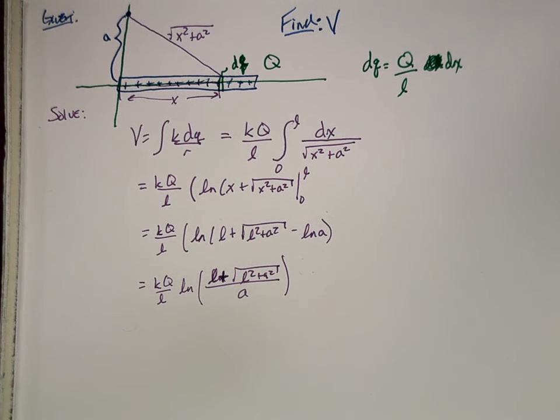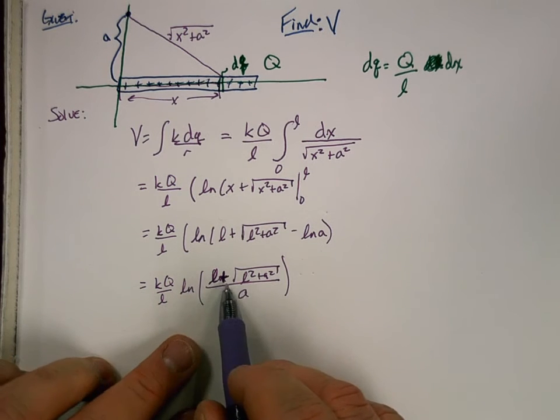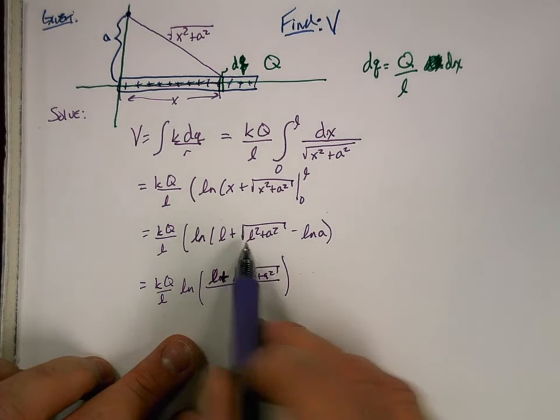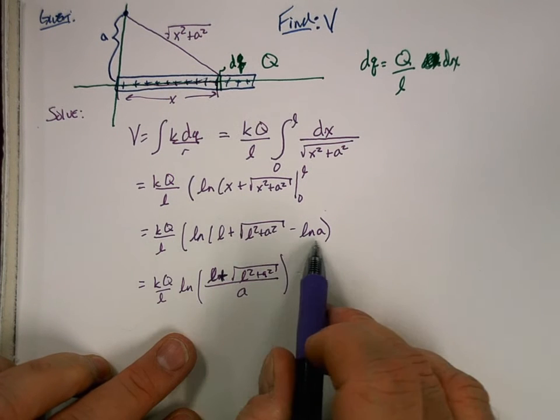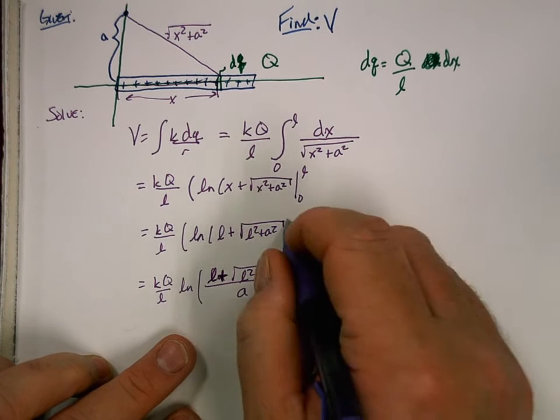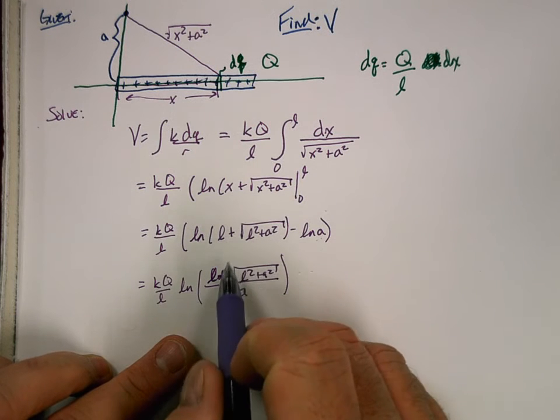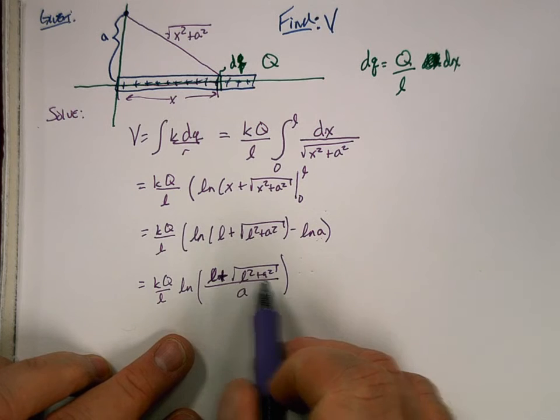All right. So we can look it up on our sheet. Hey, Mr. Allen, what's inside of the parentheses here? It's this quantity. Well, we did the log rule, so it's this quantity divided by a from up here, right? I should have put parentheses right there. L plus the square root of L squared plus a squared, all over a.